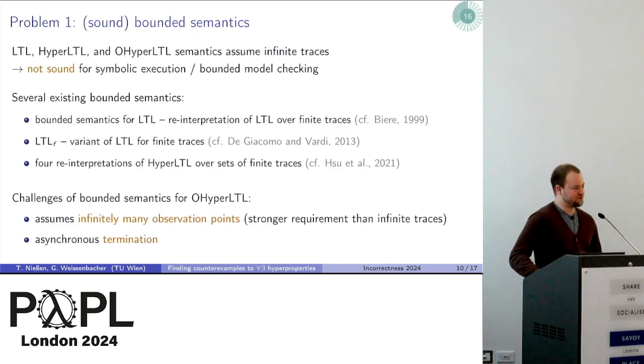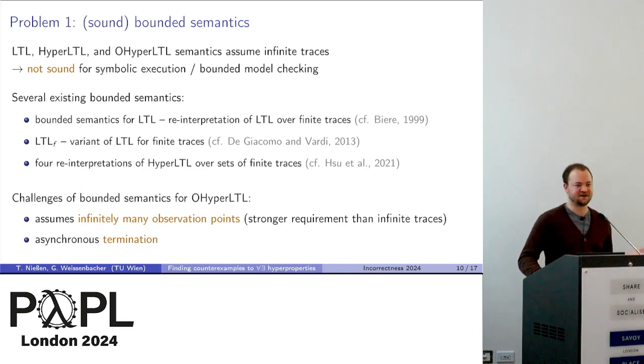And of course, when we do this, it sounds simple at first, but we do run into a bunch of problems. The first is that all of these temporal logics, like LTL, HyperLTL, and OHyperLTL, assume you have infinite traces. In the case of OHyperLTL, it's even worse. It assumes you have infinitely many observation points along your infinite traces. And of course, we can't have soundness when we reason using these logics if we only look at finite traces. And with symbolic execution and bounded model checking, we only ever get finite traces that we consider.